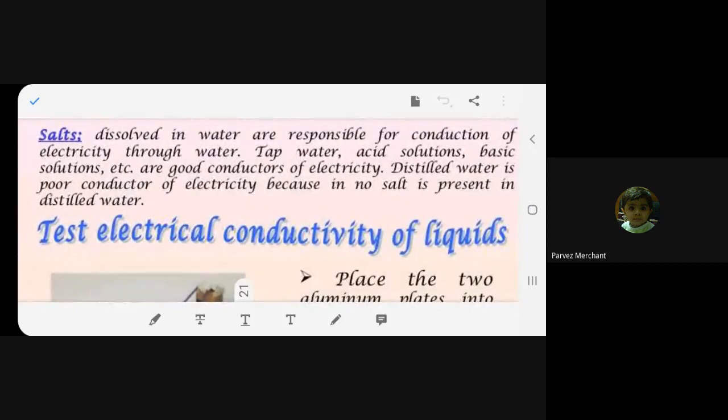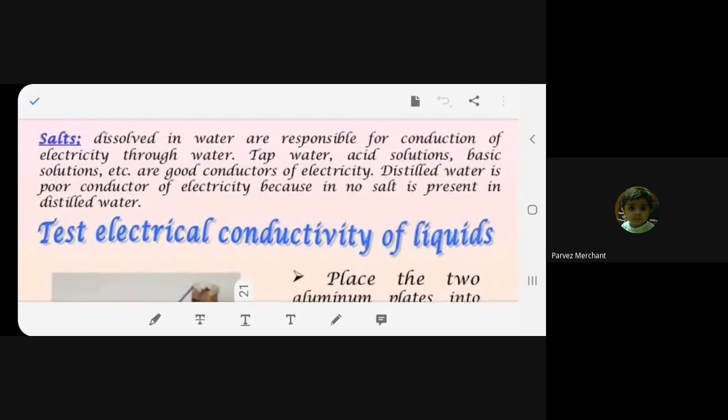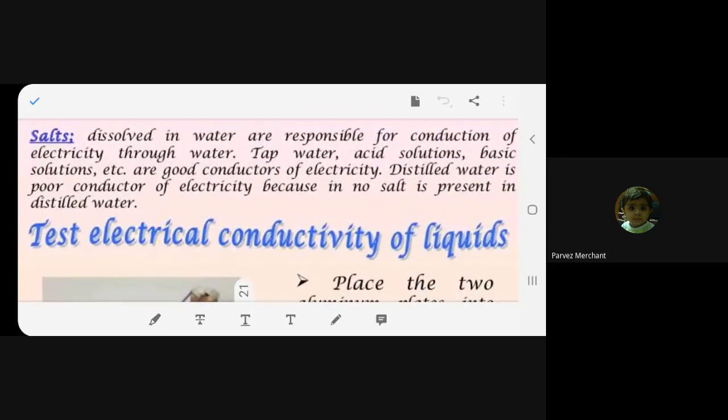And we'll do only one para, that is of salts, okay? Salts dissolved in water are responsible for conduction of electricity through water. Tap water, acid solutions, basic solutions, etc. are good conductors of electricity. Distilled water is a poor conductor of electricity because no salt is present in distilled water.